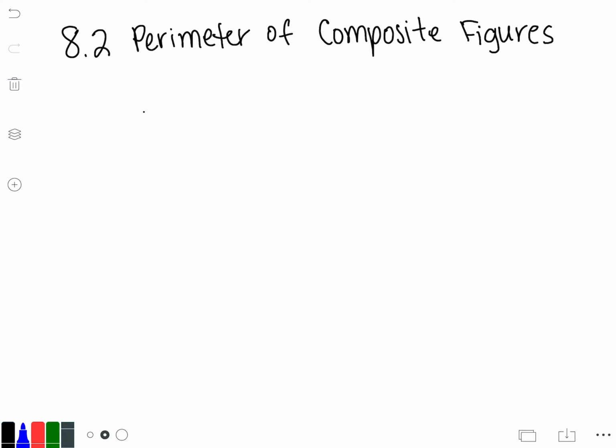As you know, the word perimeter is the outside side lengths, or the distance around the outside of a figure.